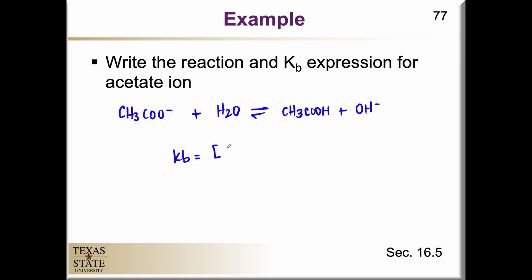From there, we're going to write our Kb expression, which is going to be equal to the concentration of acetic acid, which is our first product, CH3COOH, times the concentration of hydroxide ion divided by the concentration of the acetate ion, CH3COO minus. That's it. Remember that the water is a pure liquid and will not be included in your equilibrium expression.